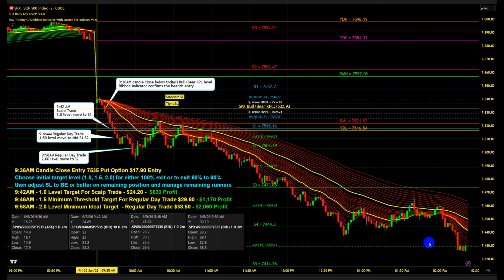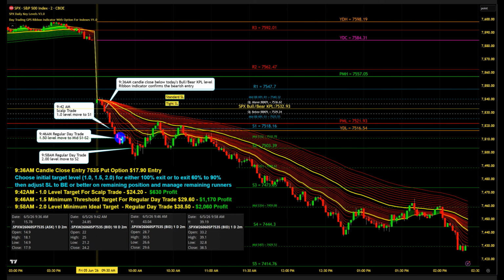To illustrate the framework, this session ultimately reached each of the 3 initial target levels, allowing us to compare how the scalp target, the minimum regular day trade target, and the ideal regular day trade target would have performed. The 1-level scalp target at S1 was reached during the 9:42 a.m. candle. At the close of that candle, the option's bid price had increased from $17.90 at entry to $24.20, representing a gain of approximately $630 per option contract.